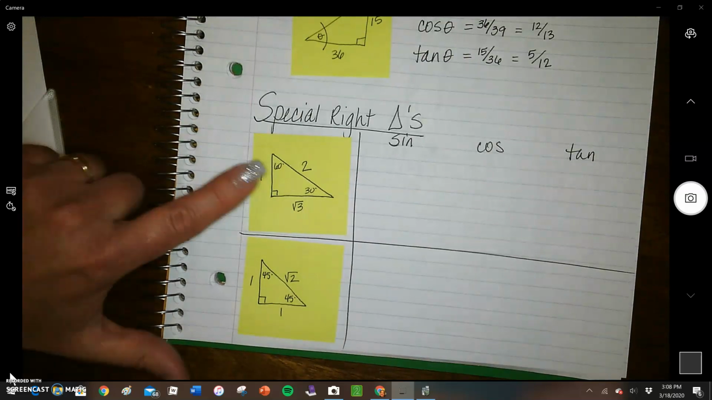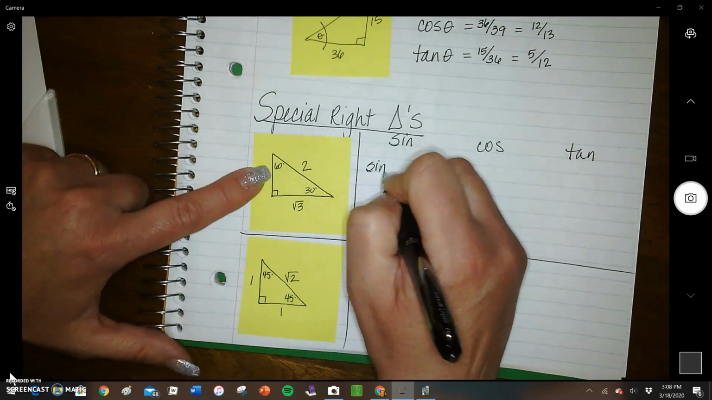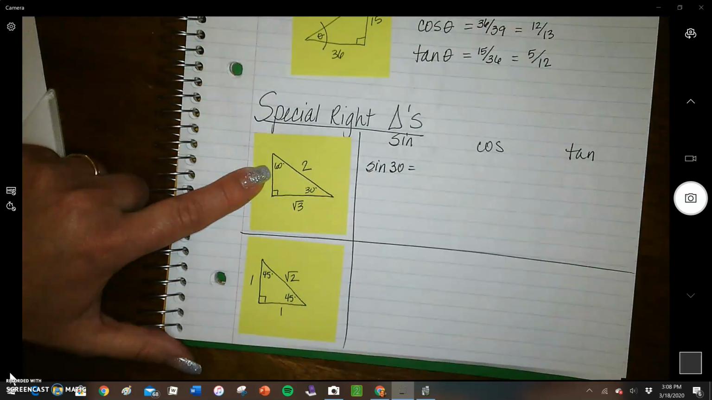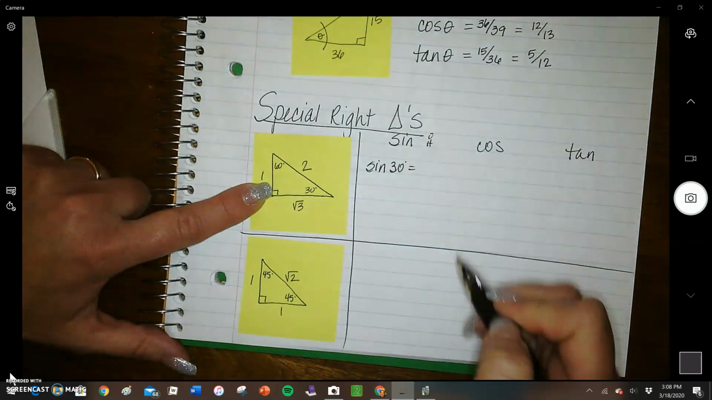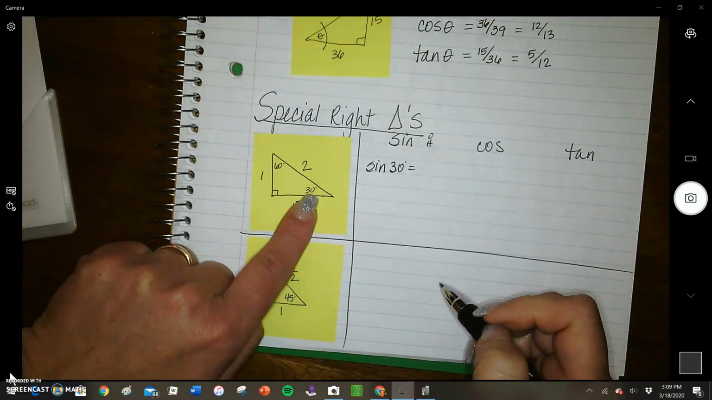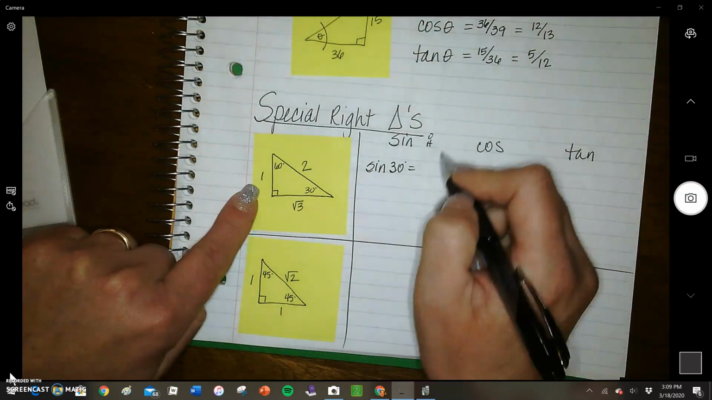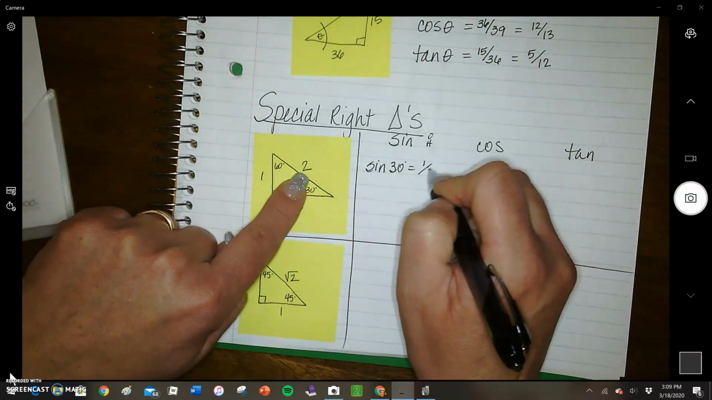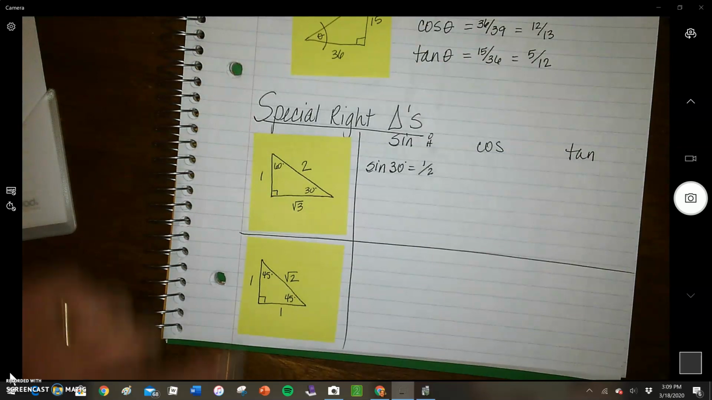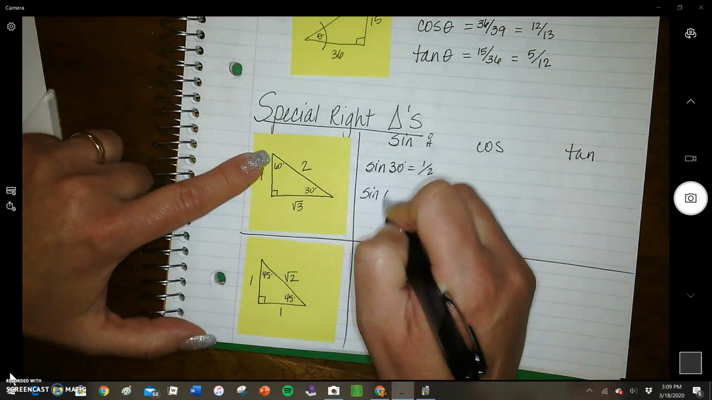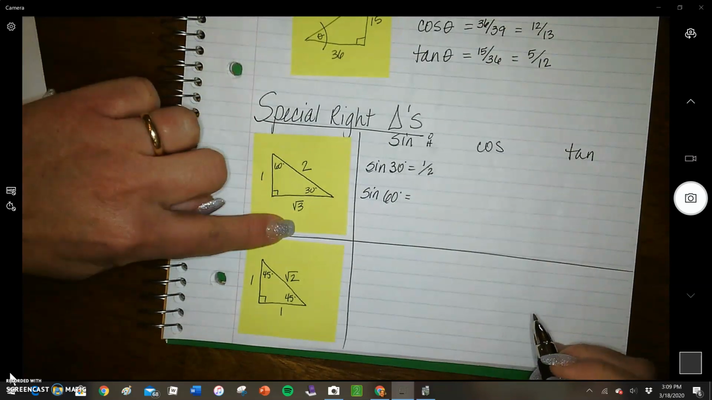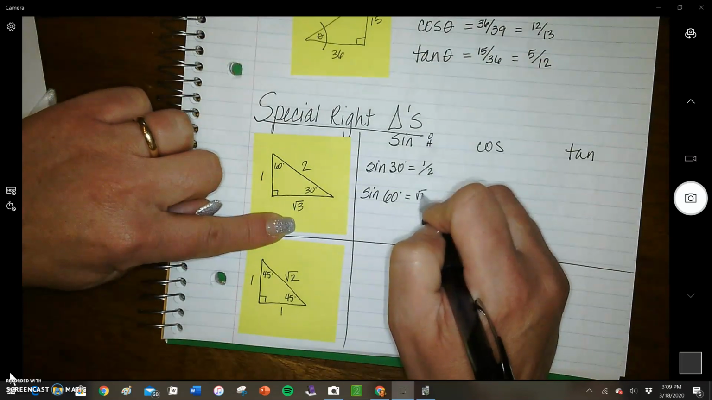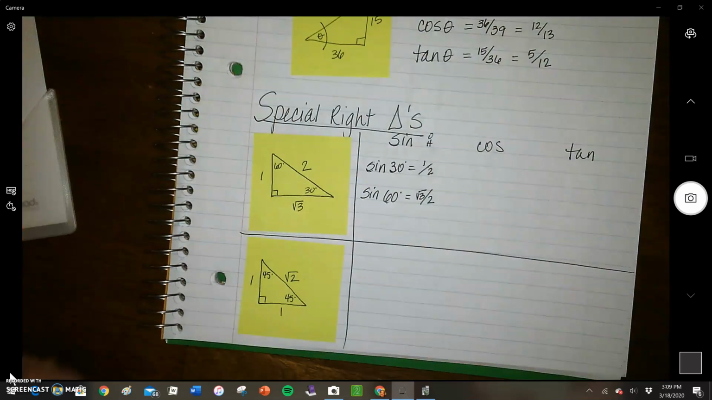Okay, so let's get started with the sine of 30 degrees. Remember, the sine is opposite over hypotenuse. If I look at my 30 degrees, opposite of the 30 is a 1, and my hypotenuse is 2. So the sine of 30 is 1/2. The sine of 60 degrees: if I look at my 60 degrees, opposite would be √3, and hypotenuse is 2. So the sine of 60 is the square root of 3 over 2.